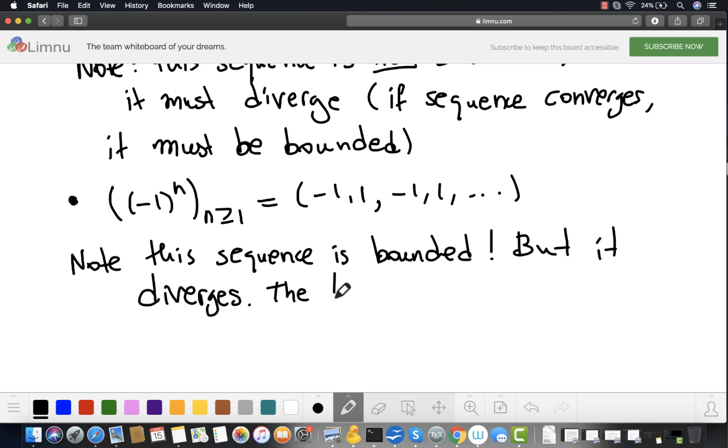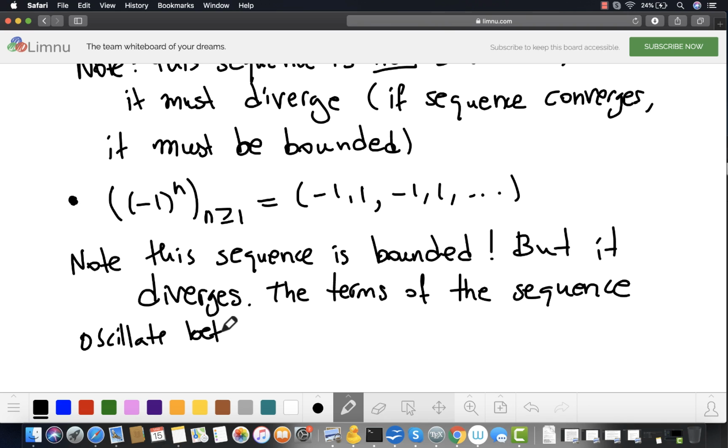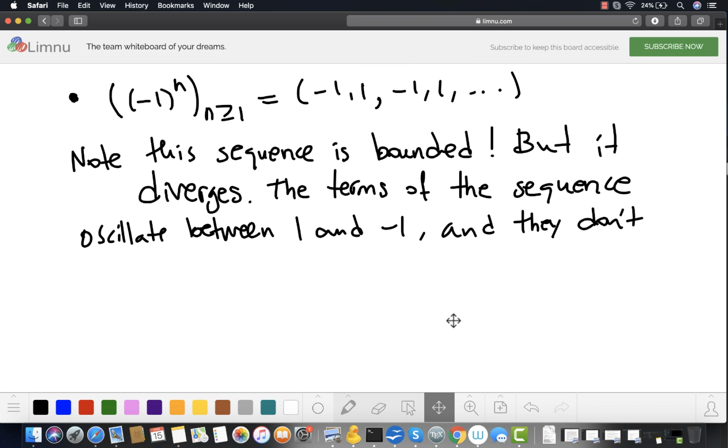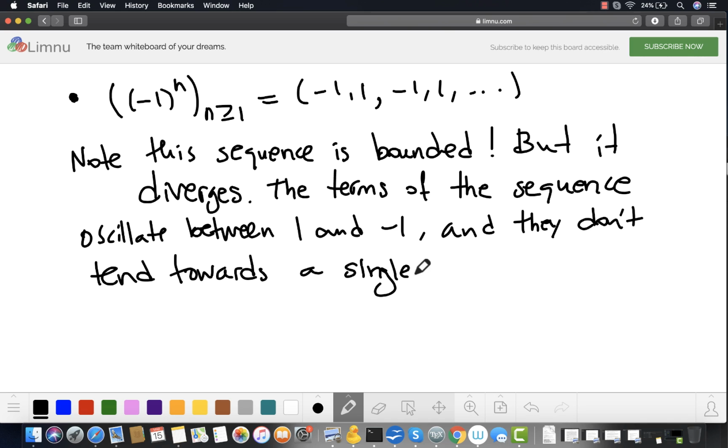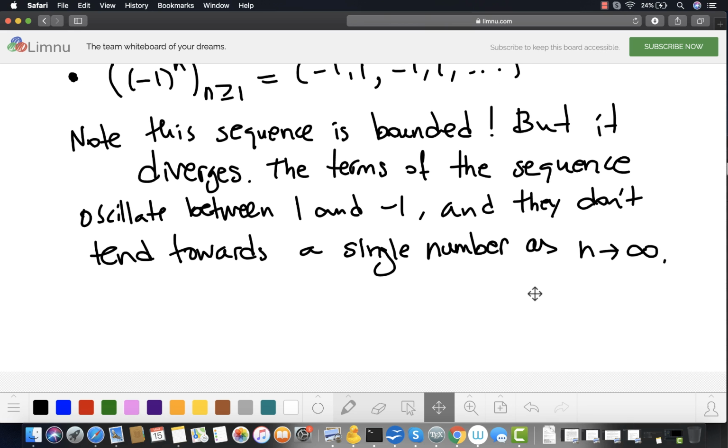The terms of the sequence oscillate between -1 and 1, which means they don't actually get close to any particular value. They don't tend towards a single number as n goes to infinity, and therefore the sequence diverges.